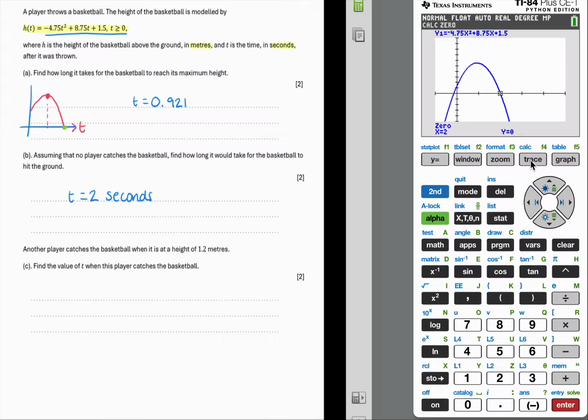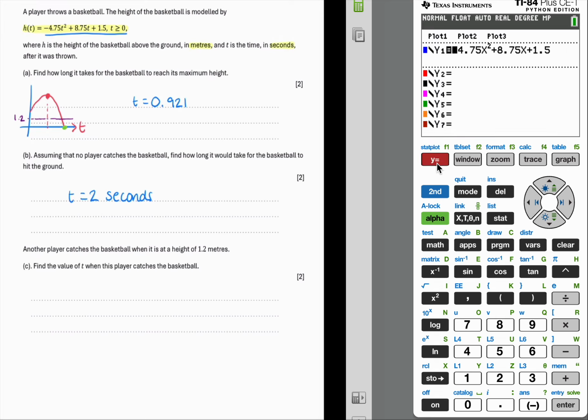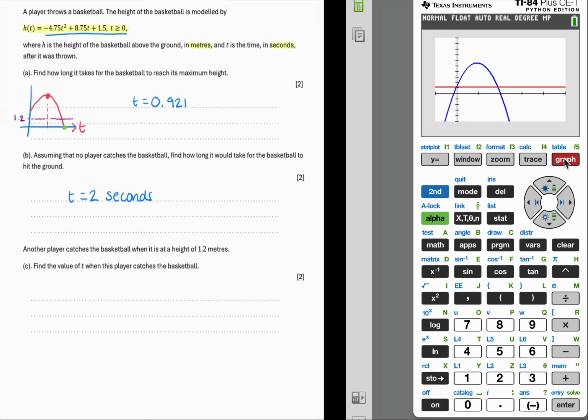And then another player catches the basketball when it's at a height of 1.2 meters. Find the value of t when they catch the ball. So for this question, we need to find out where is 1.2 meters. So we're going to go back to our original, and we're going to type in a new equation of 1.2 meters, since it says 1.2 meters here.